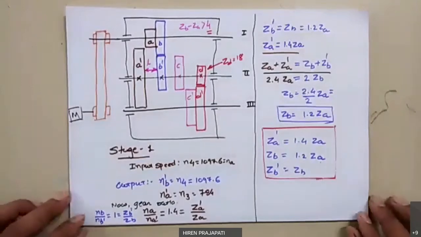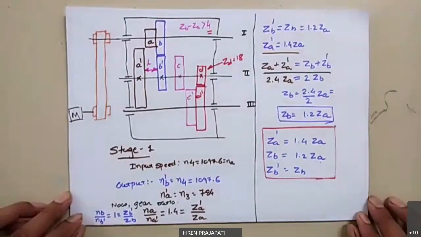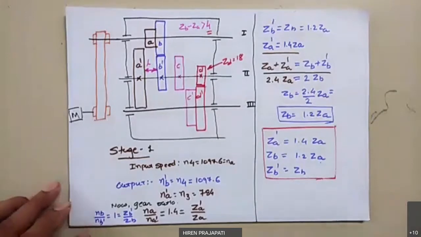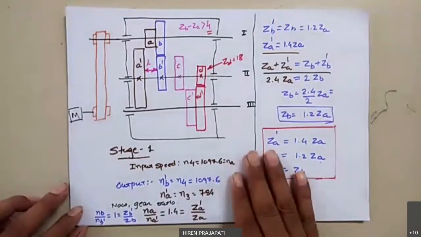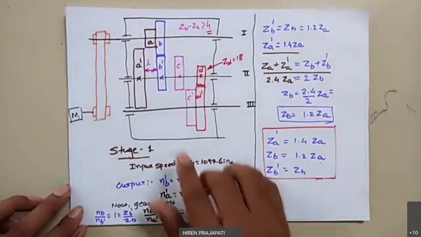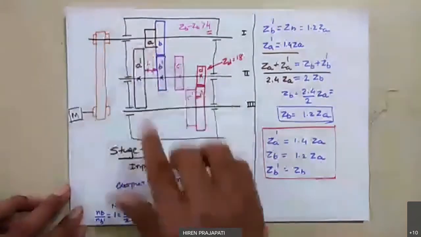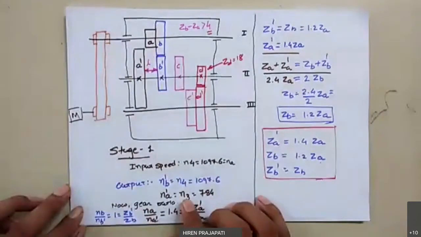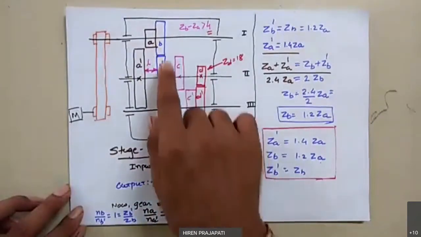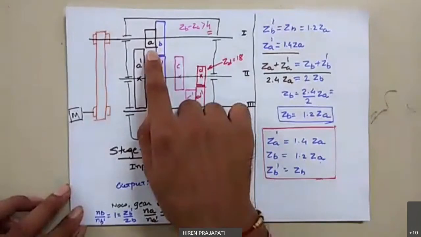Okay, let's start now. If we recall our previous lecture, we solved one problem up to stage 1, and stage 2 was given to you all as a task. How did we calculate the number of teeth on the 4 gears of stage 1? First of all, we started with a pinion. In stage 1, A is a pinion.